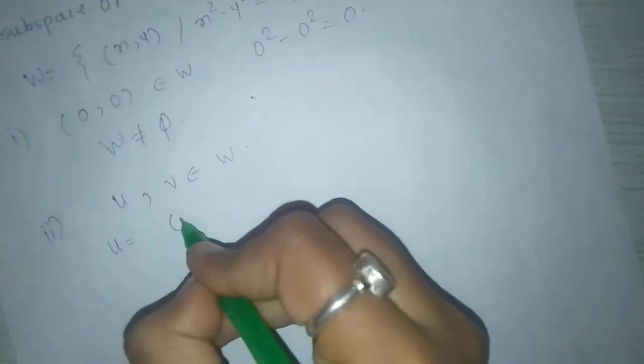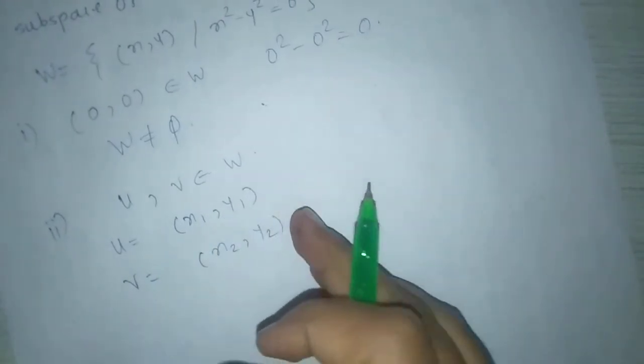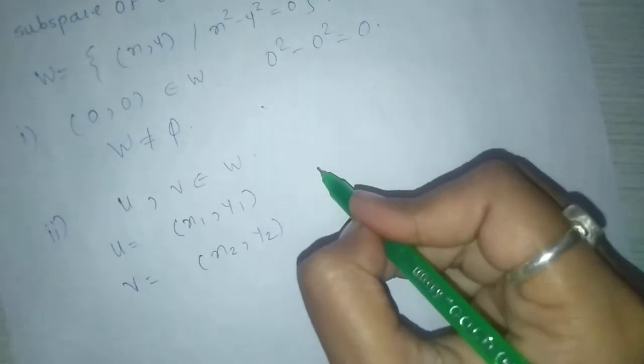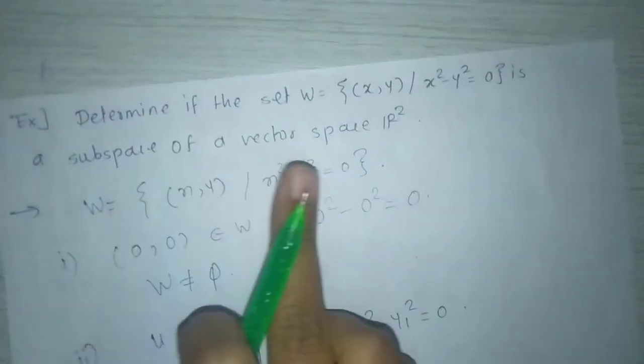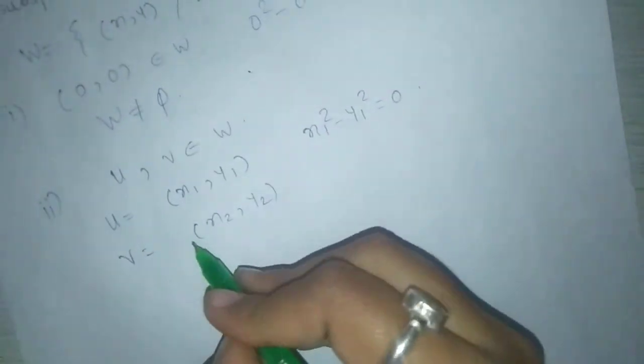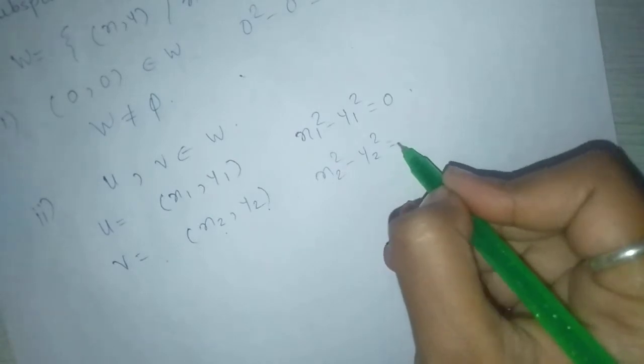First condition satisfied. Second condition, closure property. Take two elements of W, u, v belongs to W, means u equal to (x1, y1), v equal to (x2, y2). U equal to (x1, y1) and u belongs to W means x1 square minus y1 square equal to 0 by definition of W. V equal to (x2, y2) means x2 square minus y2 square equal to 0.